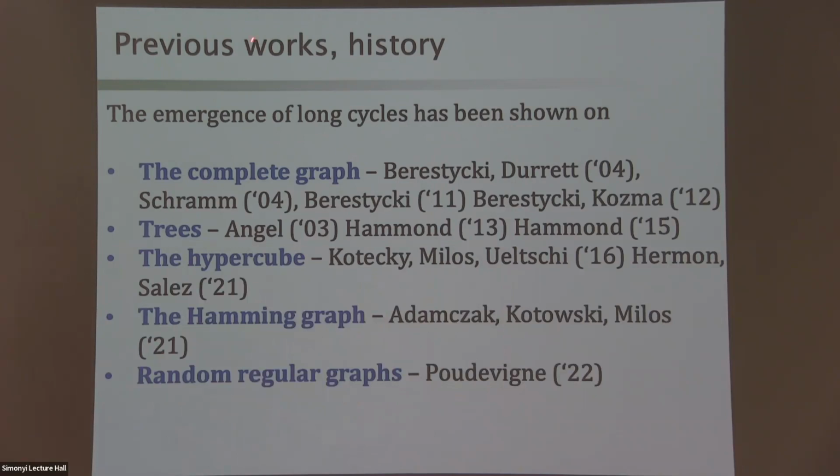Since the work of Toth, the cycle structure has been studied extensively, and in particular, the emergence of long cycles has been shown on many graphs, like the complete graph by Berestycki, Durrett, Ram, Kozma, and also on trees, the hypercube, Hamming graph, random regular graph. Here long means infinite on infinite trees. On finite graphs, it means long, like containing a linear amount of the vertices. Not very well defined. However, there are no similar results for Z^d, and in particular, no progress toward the original conjecture of Toth.